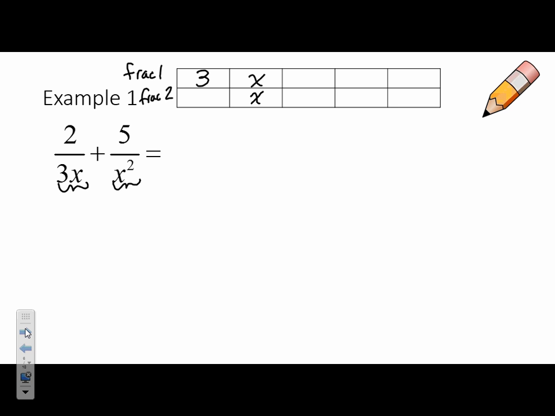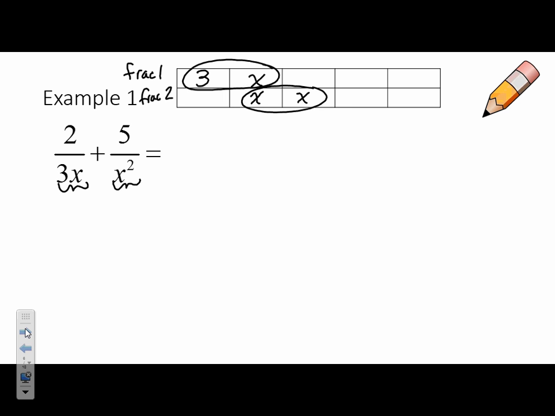It's just that it happens to have 2 of them being multiplied by each other, so I'll put another x next door. Notice we can still see what's happening. This is still 3x and this is still x squared, but they're split apart into their factors so that we can help decide what a common denominator should be.